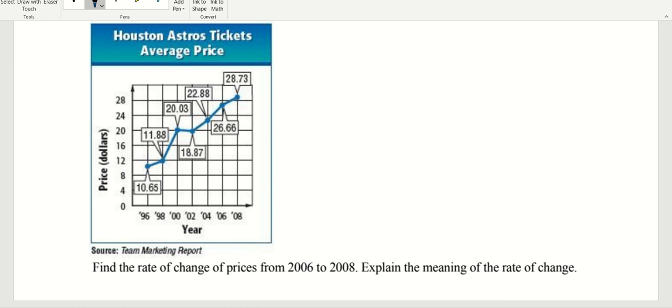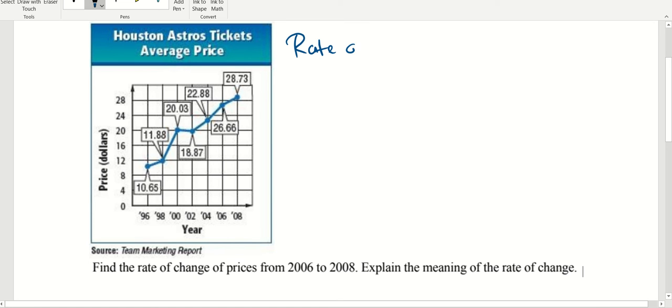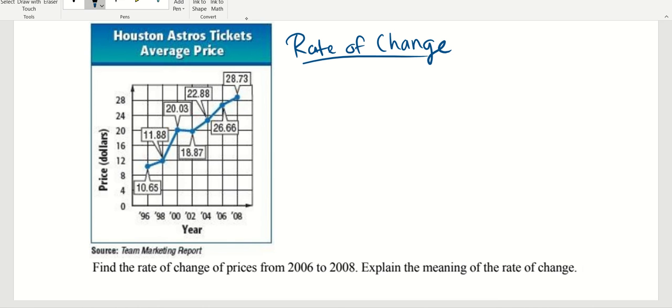In this video, we're going to summarize the process in finding rate of change and interpreting what it means. So whenever you hear the word rate of change, either by reading or just hearing somebody talk about it, rate of change is slope. Okay, it's the same as slope.